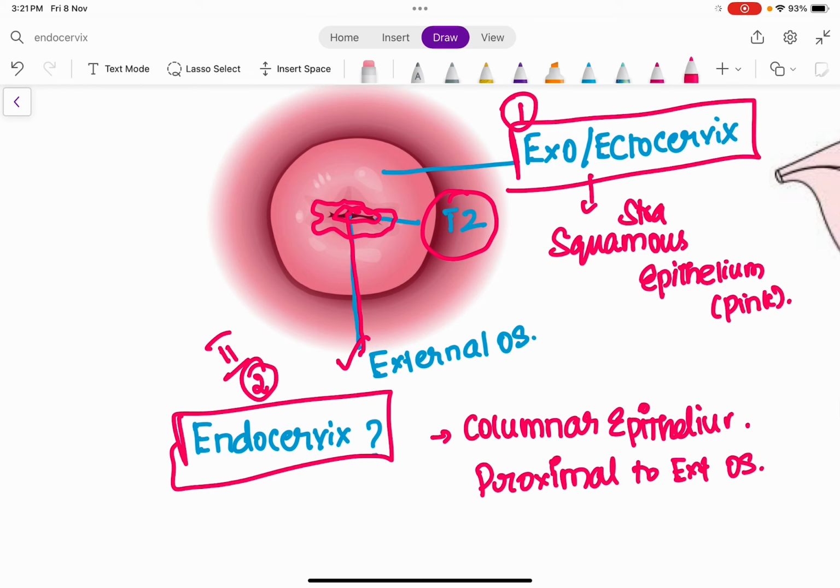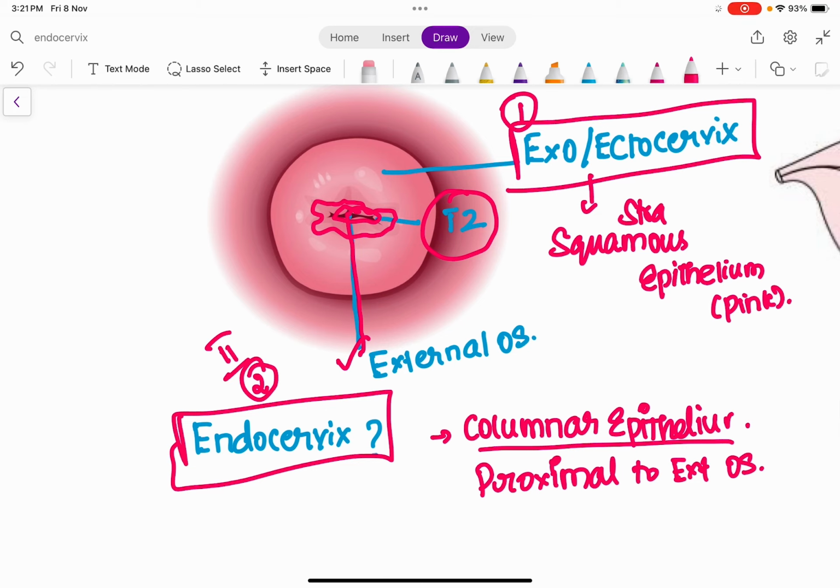It is going to be bright red in color, and it is lined by the columnar epithelium. And we also know that the most common type of cervical cancer is the squamous cell carcinoma, right? But the second most common cancer to occur in the cervix is the adenocarcinoma. So what is adenocarcinoma? The cancer which is arising from the columnar type of epithelium is the adenocarcinoma.